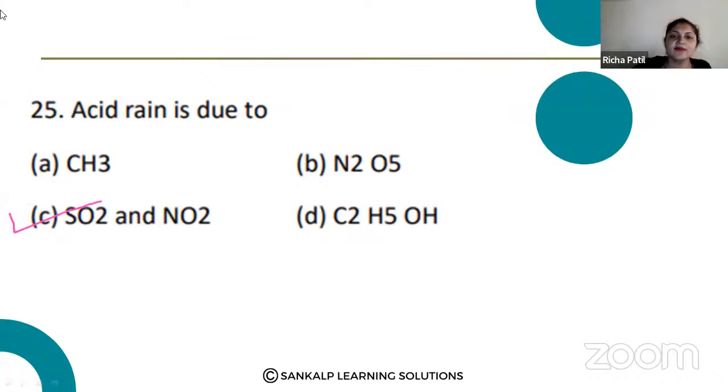So by this we have completed environmental chemistry. We have solved many questions on this chapter. Please go through important concepts like acid rain, global warming, and deforestation. These are some of the important topics. Go through them and solve as many questions as you can.